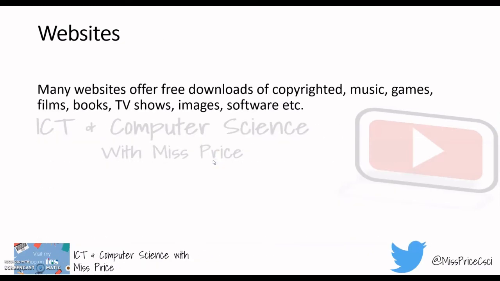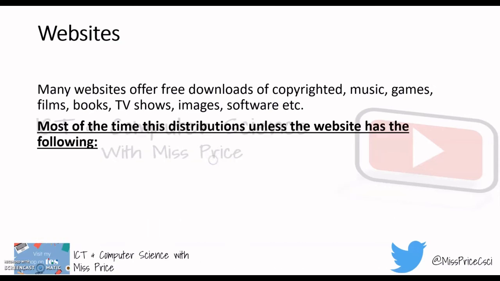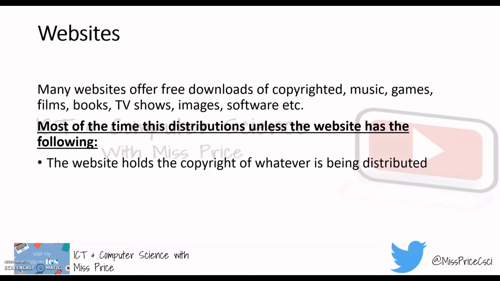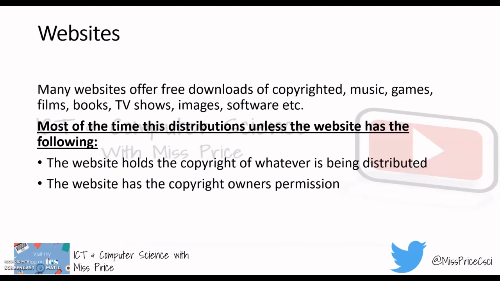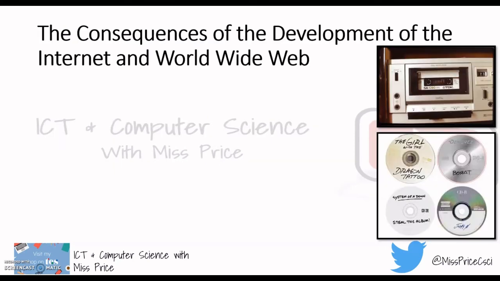Websites. Many websites offer free downloads of copyrighted music, games, films, books, TV shows and software, for example. Most of the time, these distributions are illegal, unless the website holds the copyright for whatever is being distributed. So if they have permission, they can distribute it for free. If the website has the copyright owner's permission and the resources are free from copyright, then they can distribute those items for free.